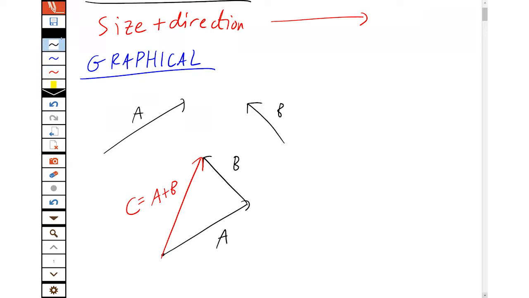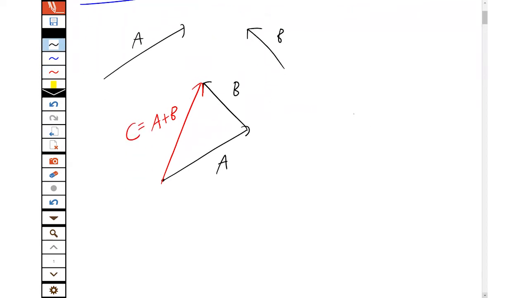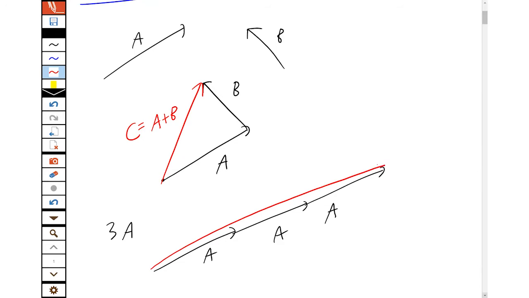Another way of increasing how far you go is if we just multiply a vector by a scalar. And if we're doing 3A, well, that just means we do A again, and A again, 3 times. And so we get the result, as you'd expect, 3 times as long as A in the same direction.